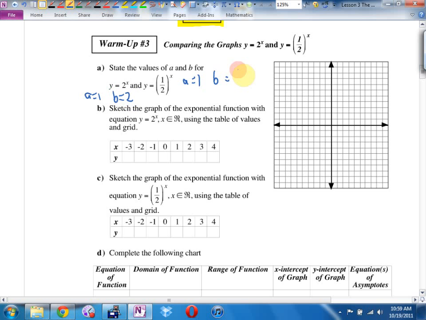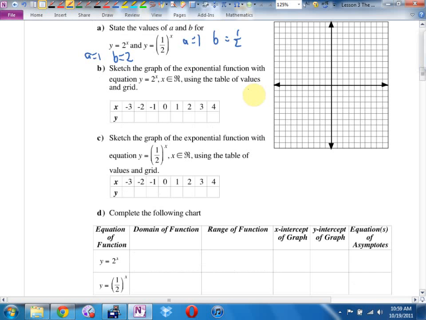B says, sketch the graph of 2 to the x. So I'm going to graph y equals 2 to the x. And the way I'm going to do that is I'm going to plug in numbers. And I always start with 0. What's 2 to the 0? 0 goes with 1 on the graph. 0 comma 1 is a point.